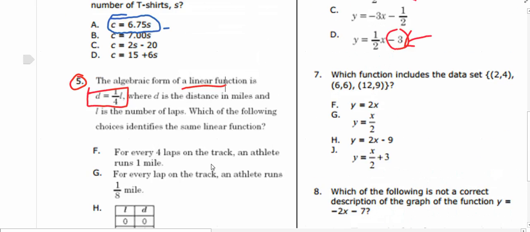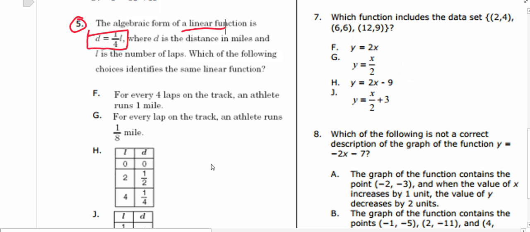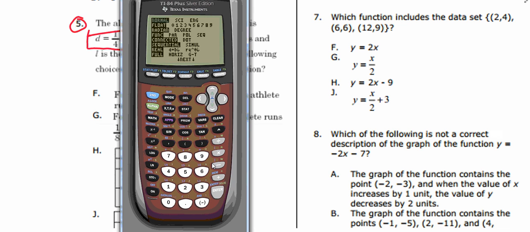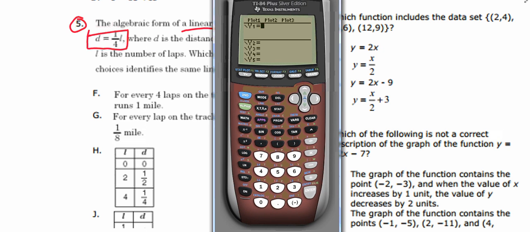So let's go ahead and put this equation in, and we'll see if we can get the right answer here. Maybe it's just as easy as matching it up on the table. So our D is our Y, and we'll do our alpha Y equals to give us our fraction bar, and we have 1/4, and L is going to be our X, and let's go match up our table.